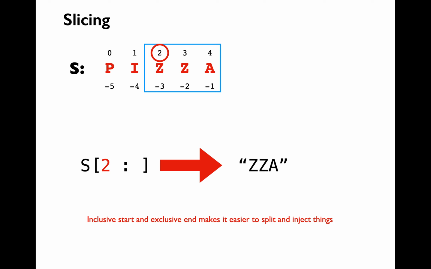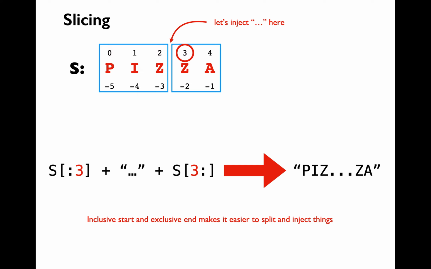Let me give you an intuition as to why we have an inclusive start and an exclusive end. Let's say that you want to split your string into two separate slices and you want to add a new substring in between those two parts. Since the start is inclusive and the end is exclusive, you can manage to create both of those slice parts using the same index position.